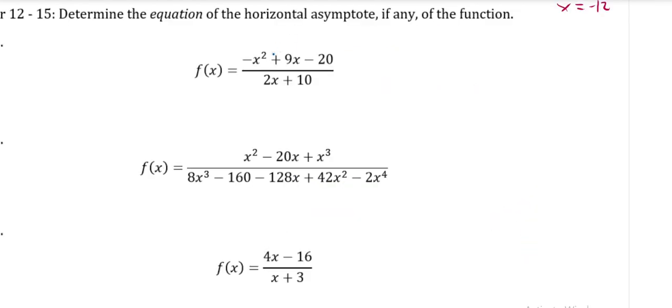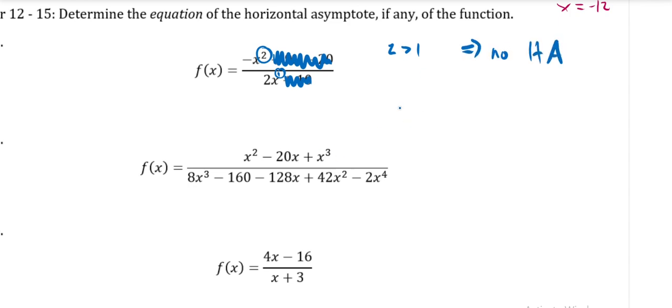So now let's go ahead and apply that to these problems. As stated, you don't need to worry about what these lower order terms are. You just have to look at the top and the bottom. The top has degree 2, the bottom has degree 1, and 2 is greater than 1. So this tells us that there will be no horizontal asymptote to speak of.